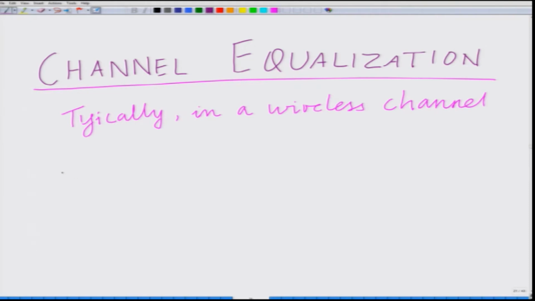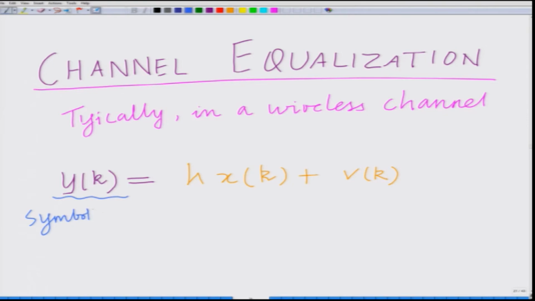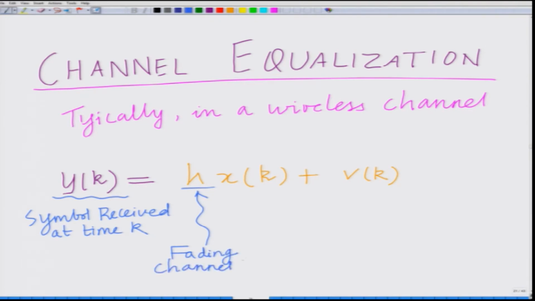Channel equalization, typically in a wireless channel, as we have already seen before, the received output symbol at time k, yk equals h times xk plus vk, which is the noise. This is the model for a typical wireless channel. And what is yk? Yk is the symbol received at time k. H is the fading channel coefficient, in fact the flat fading channel coefficient. Xk is the transmitted symbol at time instant k.